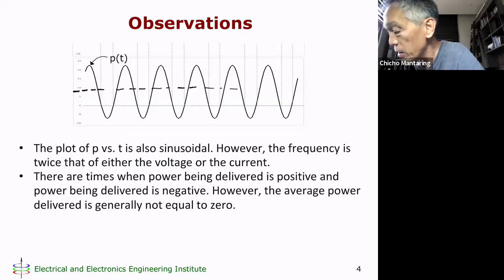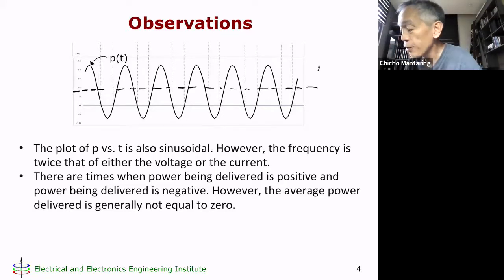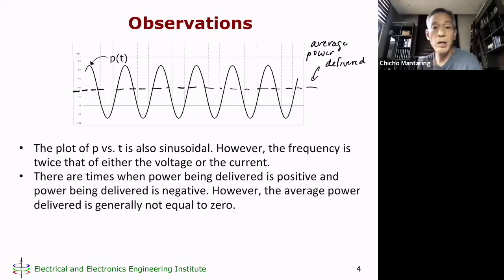In other words, if I take a look at this graph, somewhere here, this is actually the average power delivered. It is generally not zero. So those are just some observations.